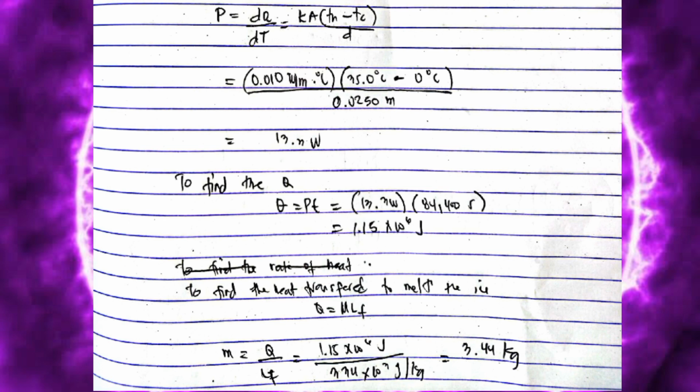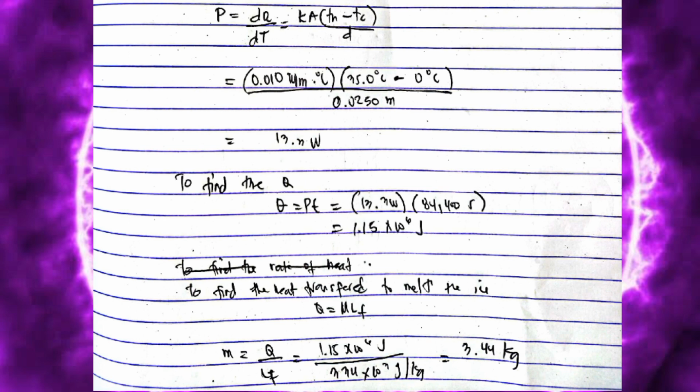So we put in the known values, which are our thermal conductivity K is 0.010 watt per meter degree Celsius, and our area is 0.950 meter square, and our Th is 35.0 degrees Celsius, and our Tc is equal to 0 degrees Celsius. Divide by the thickness, where d is 0.0250 meter. So we get 13.3 watts.